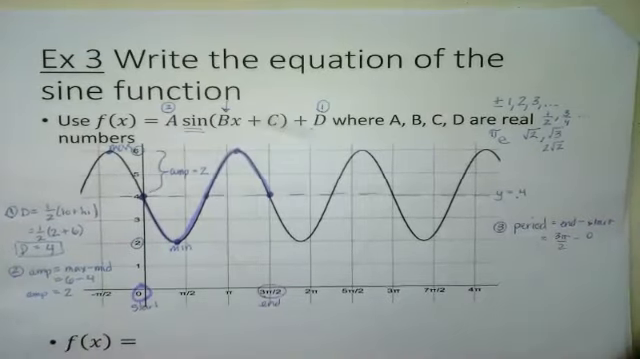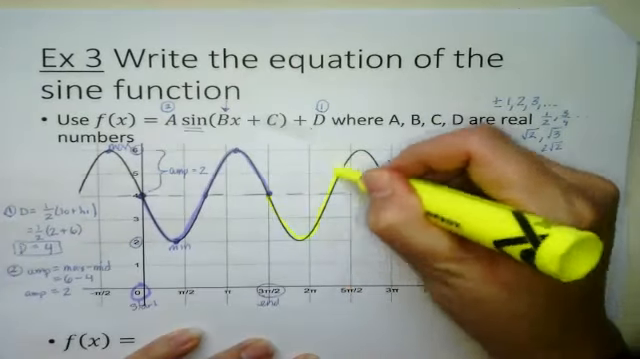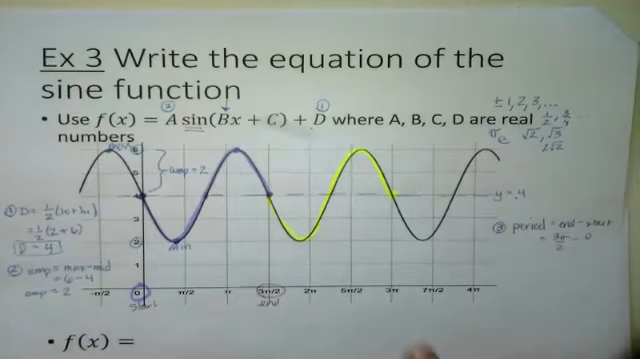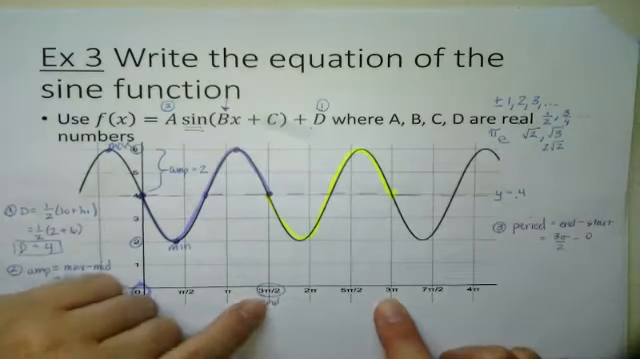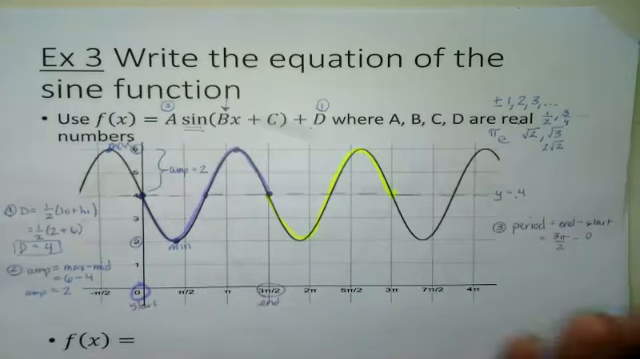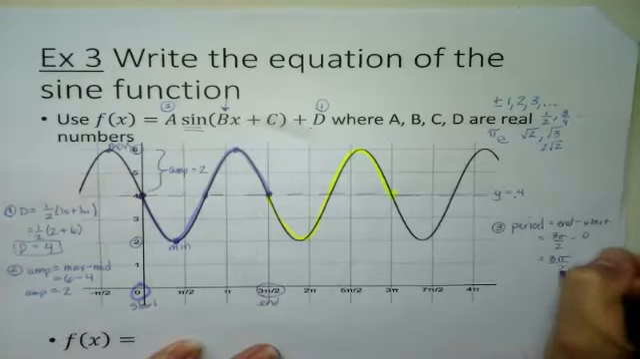Now, I could choose a whole other period of this function if I wanted to, and you'll see that if we started here and ended here at 3 pi, if I did 3 pi minus 3 pi over 2, I'll still get 3 pi over 2. It happens every single time. So it should always be the same period. So here we have our period is 3 pi over 2.